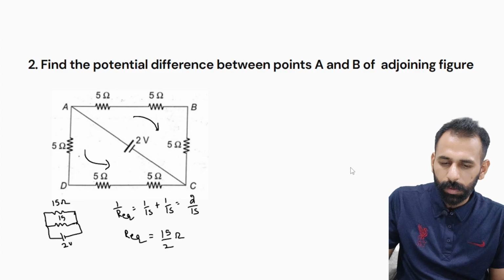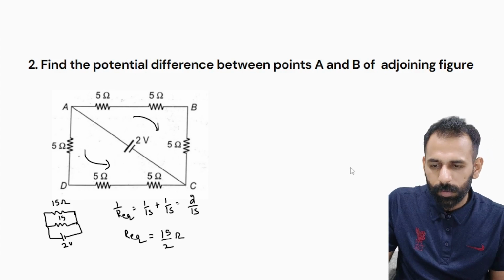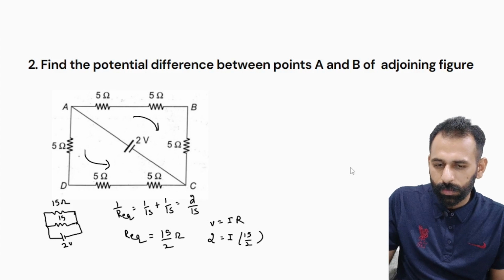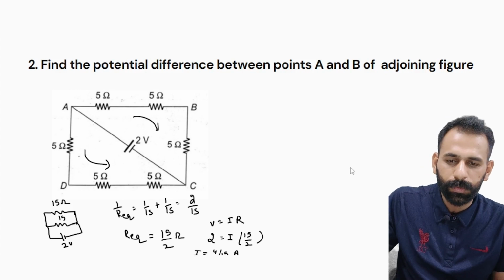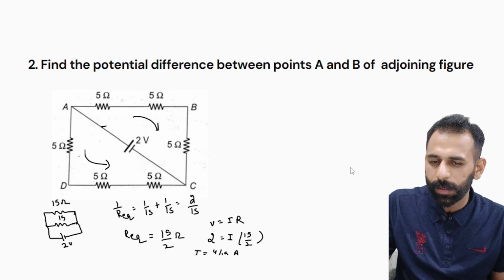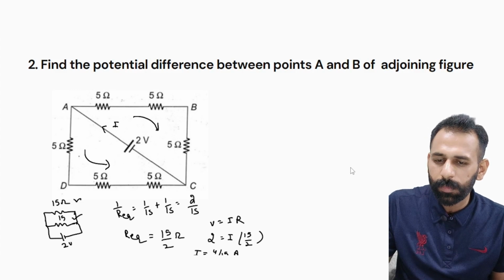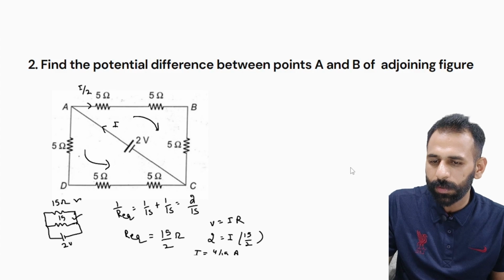Okay, and this sends a total current toward these two series arrangements. So you will get V is equal to IR, that is 2 volt is equal to I into R, which is 15 by 2. So I will be 4 by 15. If I apply Kirchhoff's rule here, and this current is I and the arrangements of the series resistors are the same, so the current will be equally distributed, that is I by 2 and I by 2.